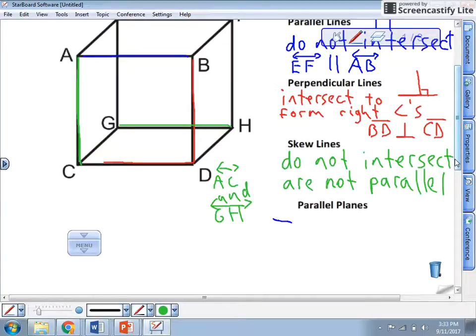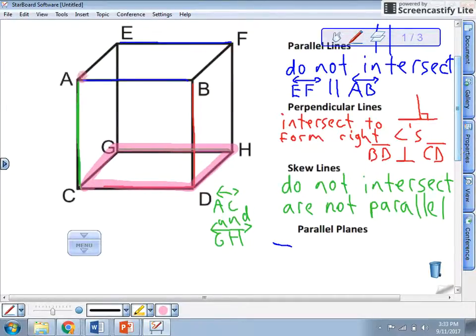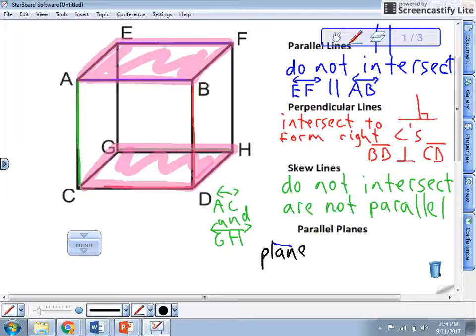And then finally, parallel planes. Well, we can do that by just highlighting parallel planes, just like parallel lines. They do not intersect. So this plane right here would be parallel to our plane on the top. And I could highlight all of that. Remember, when you label planes, you need 3 points. So an example would be plane AEF on top and plane GCD. Those would be parallel planes.